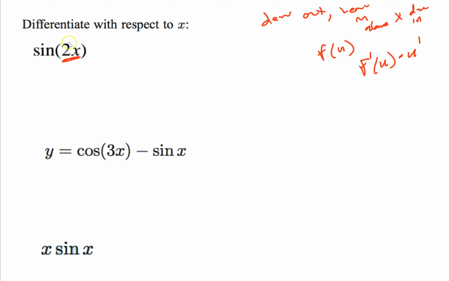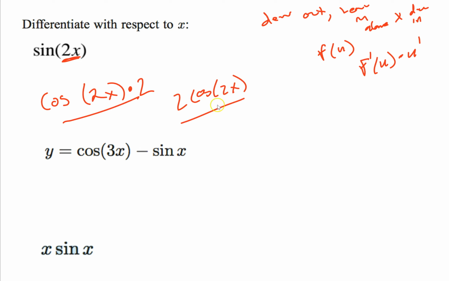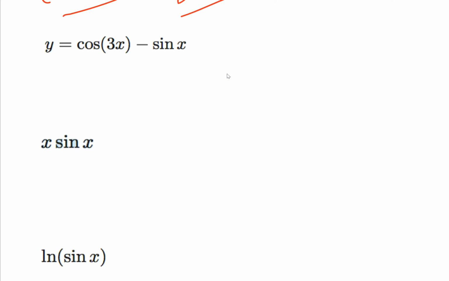So in this case, my outside is sine, the derivative of the outside is cosine. We just learned that a second ago. We're going to leave the inside alone, and then times by the derivative of the inside. So 2. So 2 cosine 2x. If you want to make it prettier. Moving on to the next one.